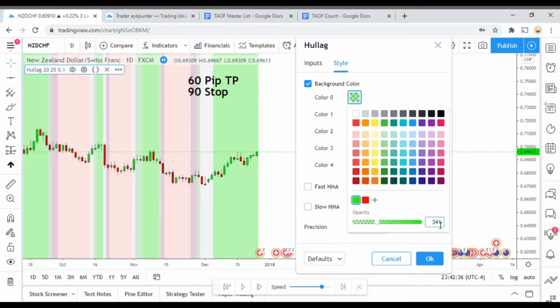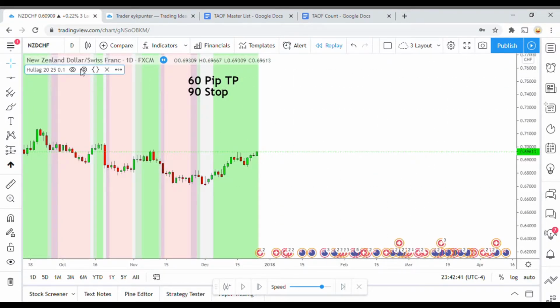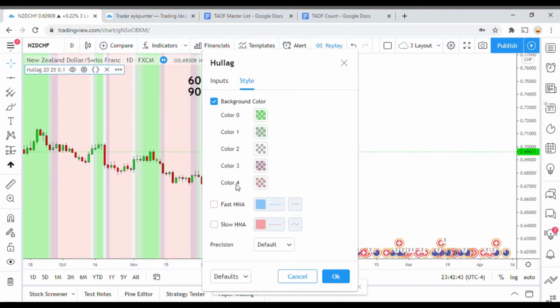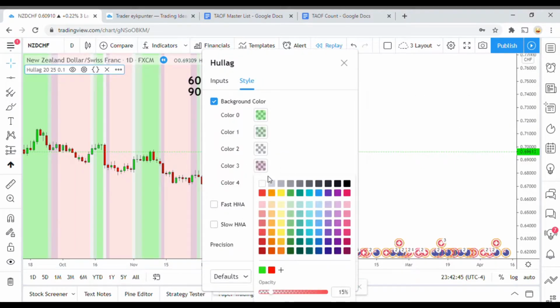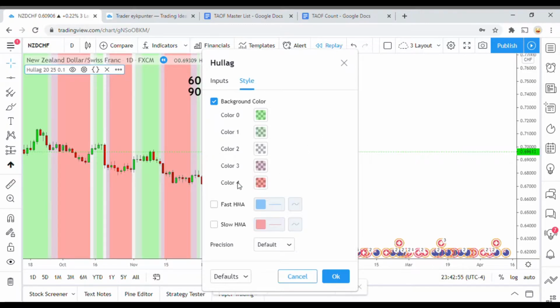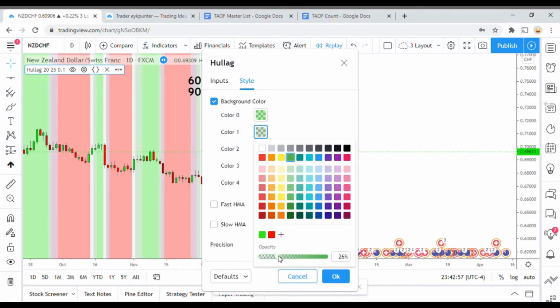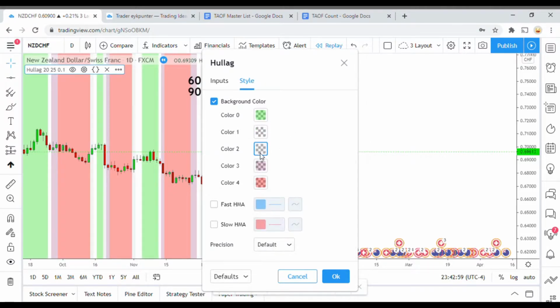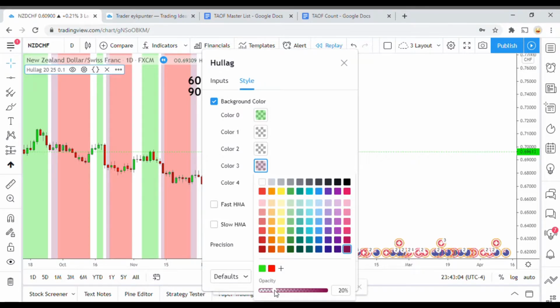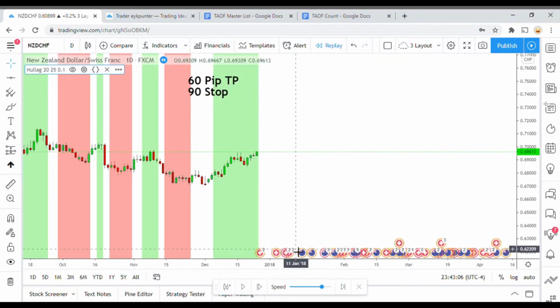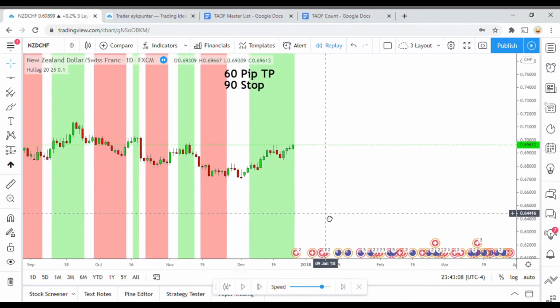It's totally up to you, but I am going to change that to green. I'm going to go into the sell zone, change that to red, and then the other choppy zones I am going to turn all the way down.